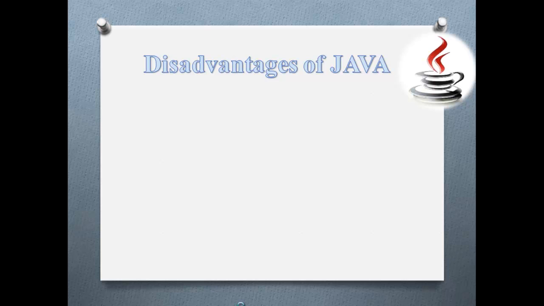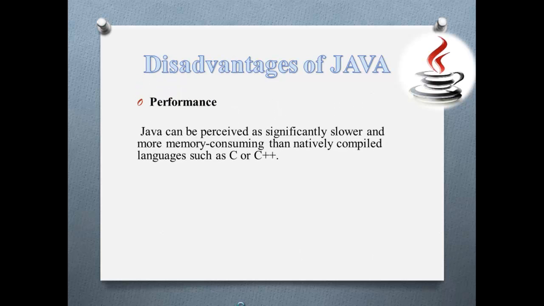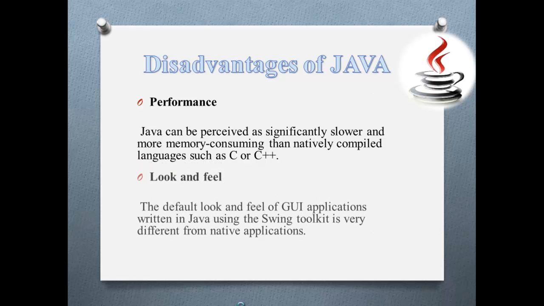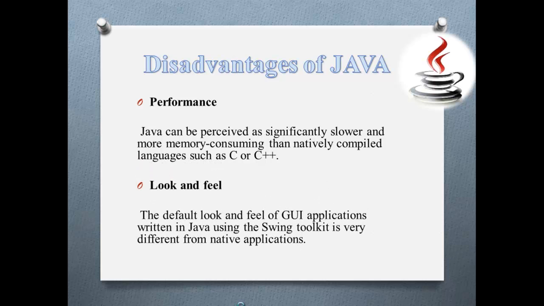Disadvantages of Java. Performance. Java can be perceived as significantly slower and more memory consuming than natively compiled languages such as C or C++. Look and feel. The default look and feel of applications written in Java using the Swing toolkit is very different from native applications.